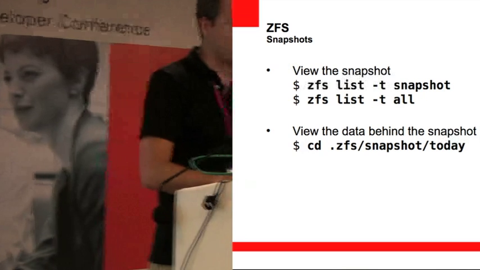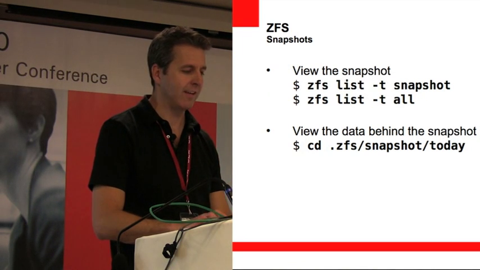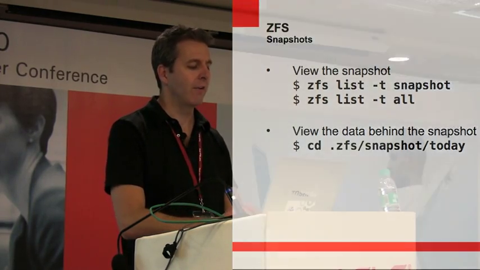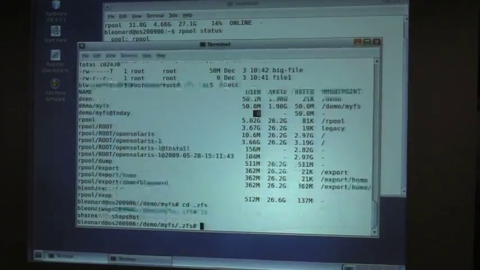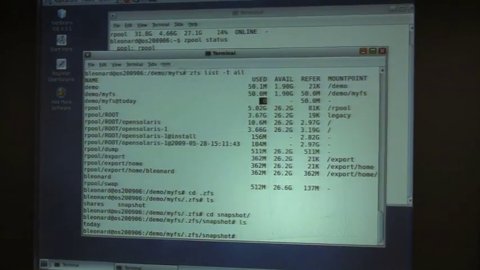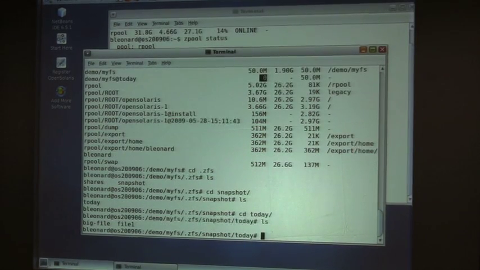What else? Okay, we looked at the snapshots. Now what's the secret sauce here? What's really going on behind the scenes? How are we doing this magic? And it's really not that complicated. There's a hidden directory under the file system called .zfs. And then within there, there's a snapshot directory, and there you'll see a list of every named snapshot. So if I go to today and look at that, I see the big file is in there and the file 1 that I created is in there.